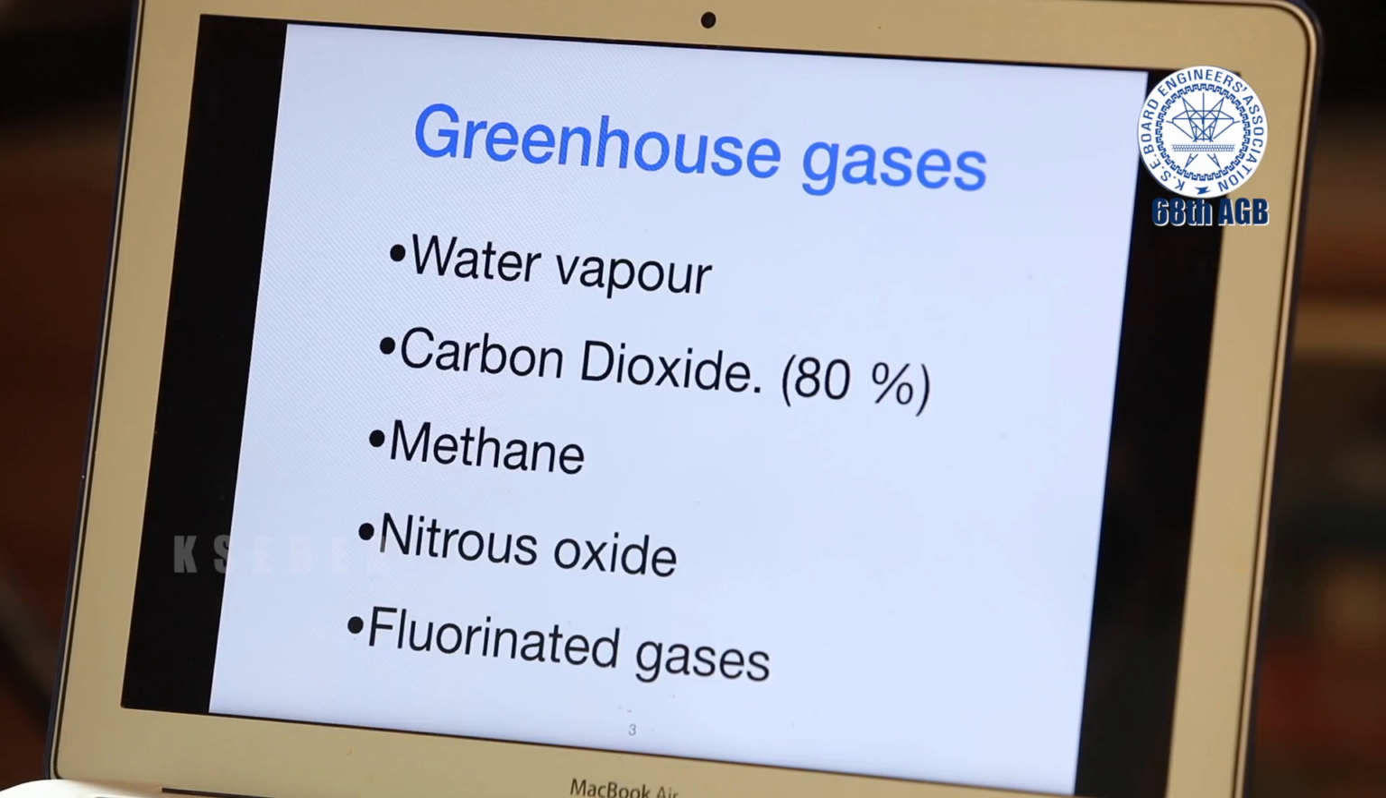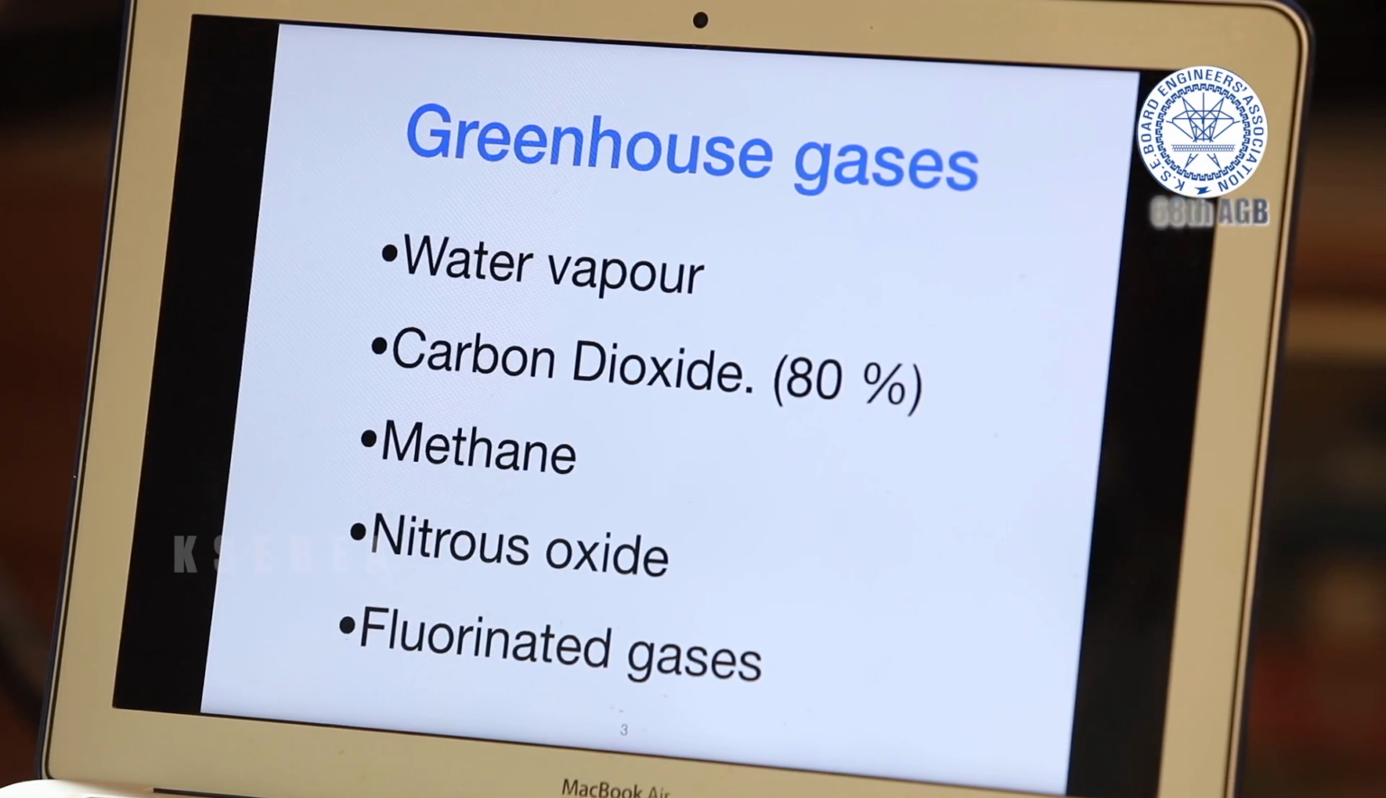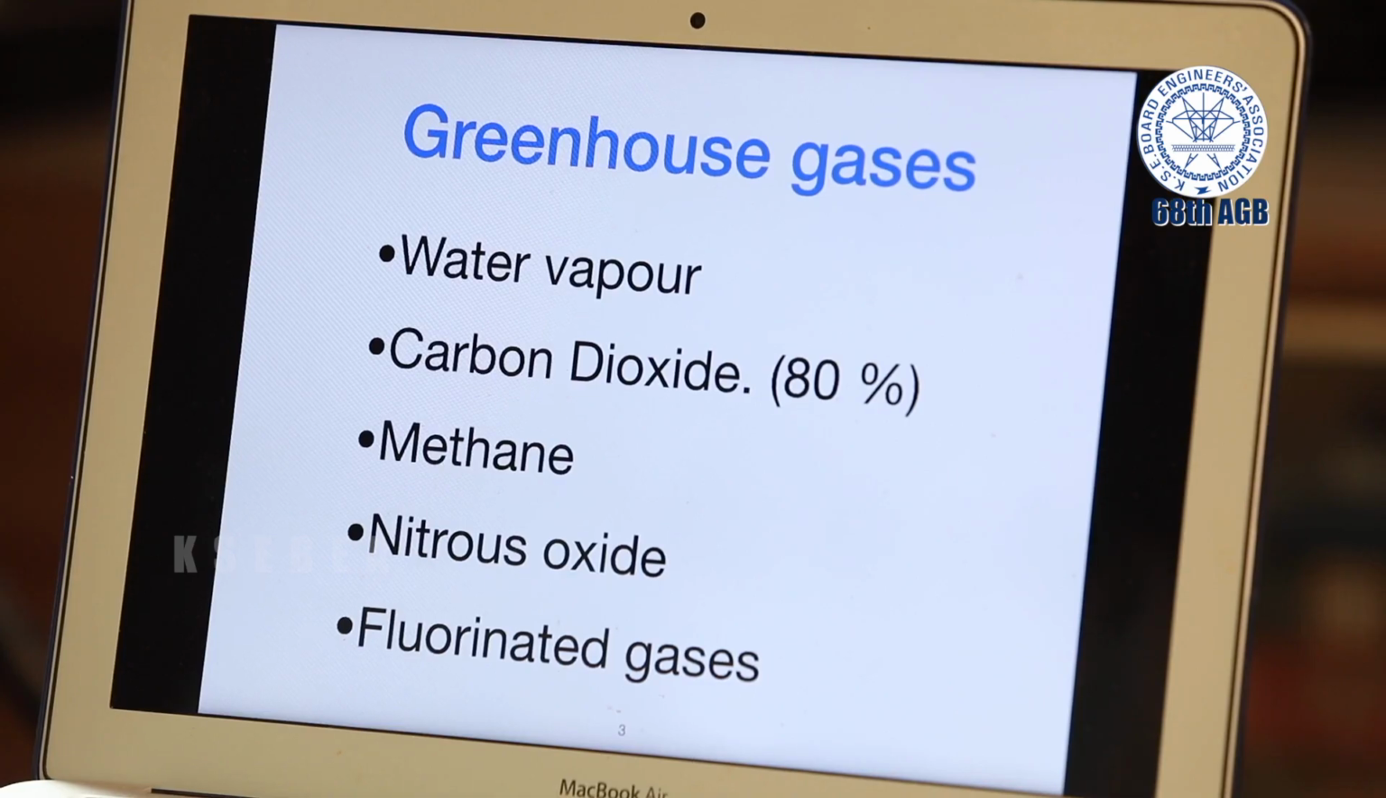What are the greenhouse gases? Water vapor, carbon dioxide, methane, nitrous oxide, fluorinated gases. All these are greenhouse gases. And out of the different components of the greenhouse gases, carbon dioxide is maximum. It is around 80% of the total.